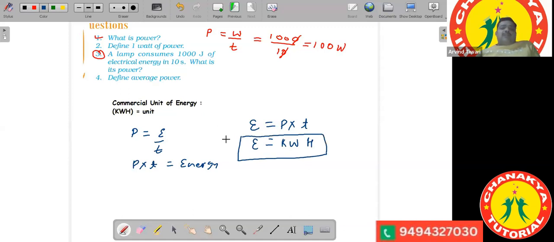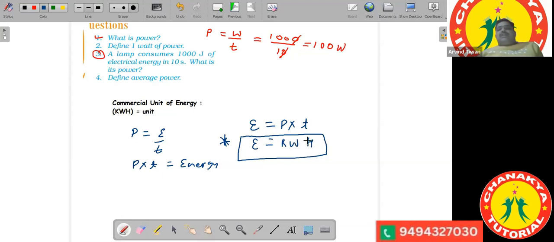This is a very important formula we will be using to find the energy consumed in commercial units, by taking the power in kilowatt and time in hour. Suppose whatever power you have in watt, you need to divide that by 1000 to convert it to kilowatt. This is the basic thing you require up to here.